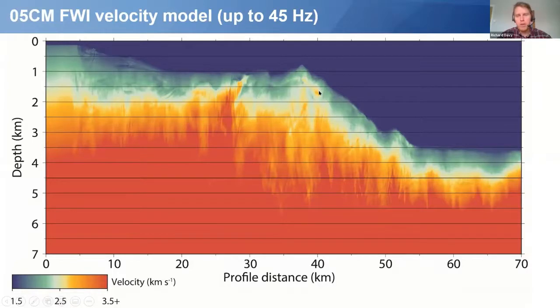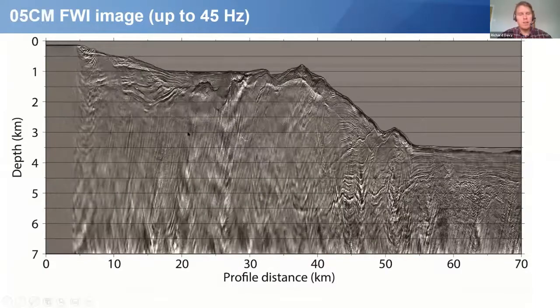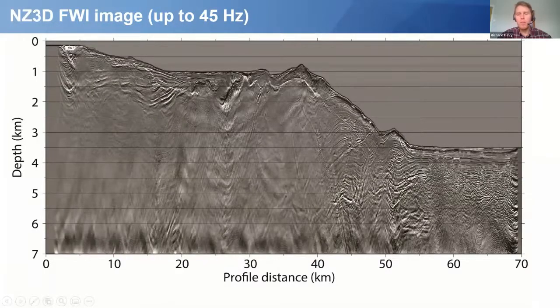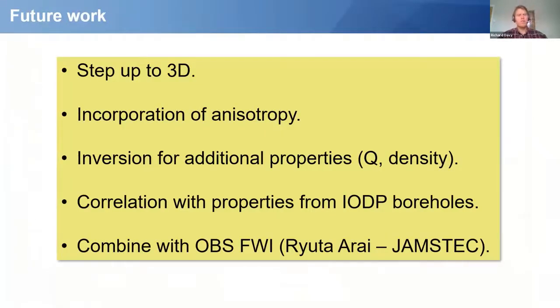We can see that there's a quite different velocity around the bottom simulating reflector, which could indicate we have some kind of migration of gases potentially. But it's something which we need to improve on in the future. If we look at the full waveform images of these two, we can see that they match really quite nicely. Again, there's a little bit of artifact in the 05CM data, but on the whole, they match quite well. And it's important to note again that they're not exactly using coincident data. So the future work is to step up to 3D, incorporate anisotropy, and then think about inverting for additional properties such as attenuation and density, and correlate with different properties from the IODP boreholes.